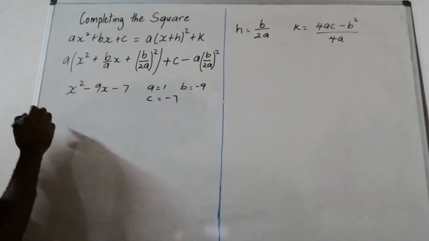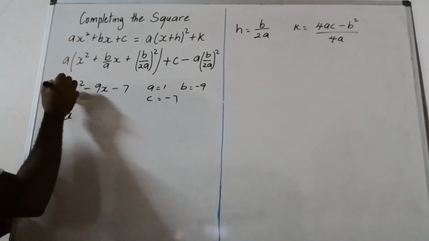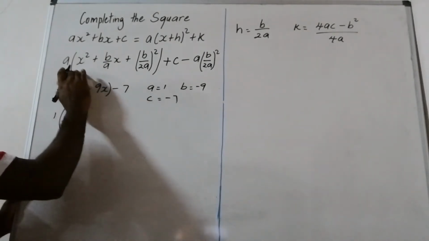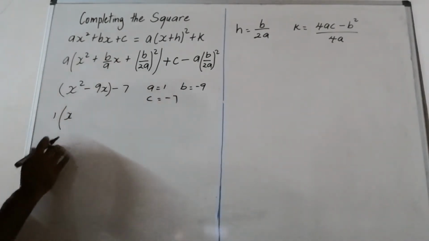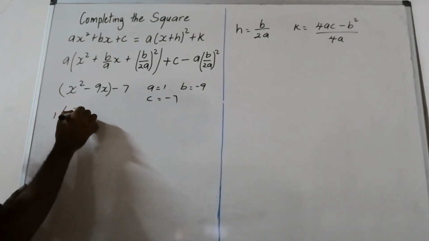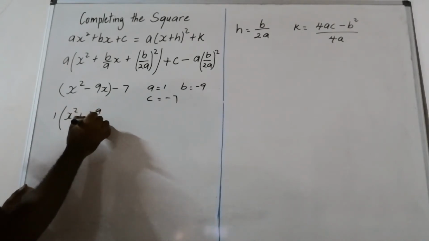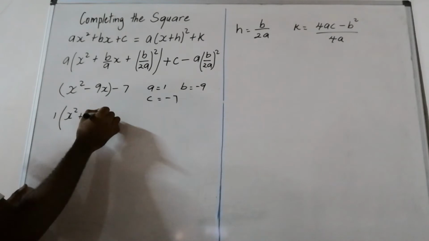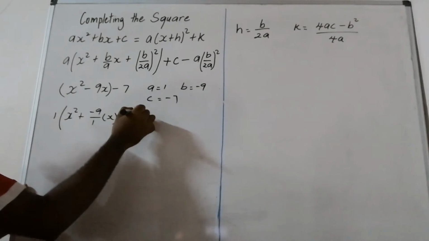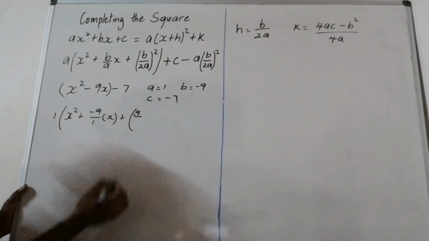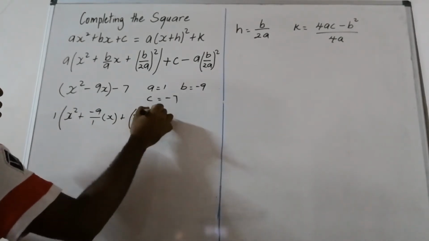So we want to write our expression in the completed square format. Remember, we have it in this format: a times x squared. We're rewriting the x squared minus 9x in this format. So we will have x squared plus b, which is minus 9 over 1, x plus minus 9 over 2 times 1, all squared.